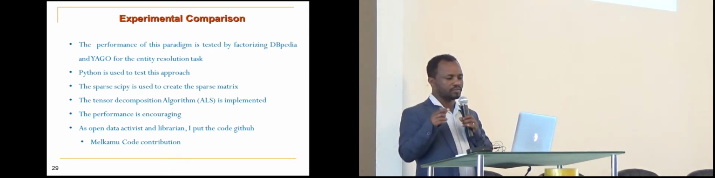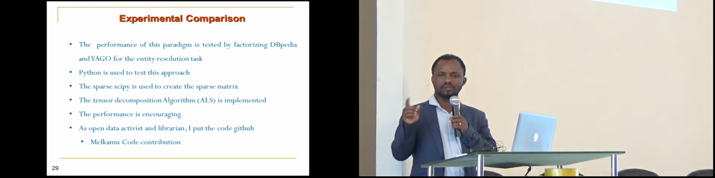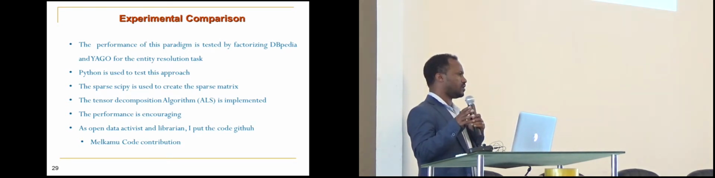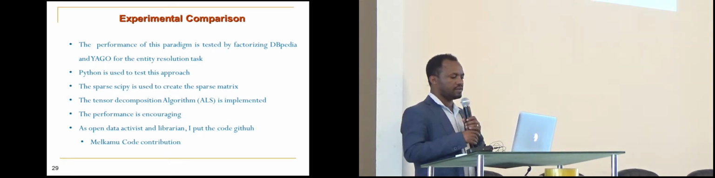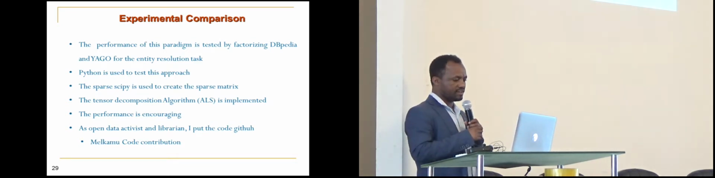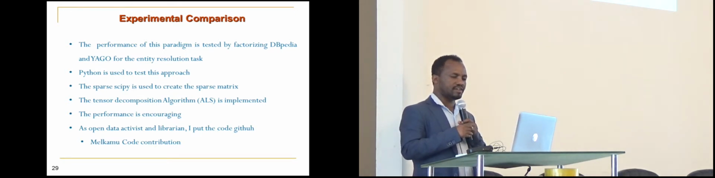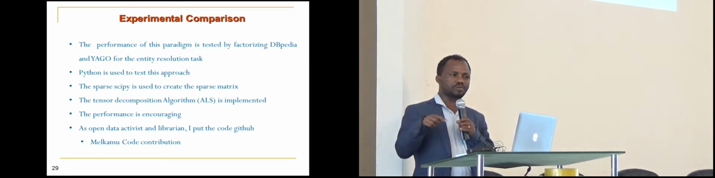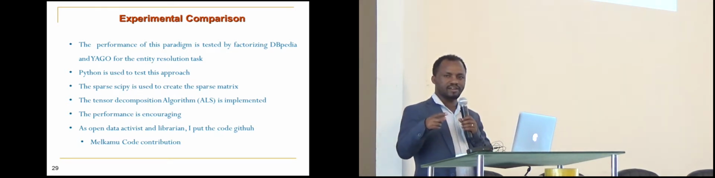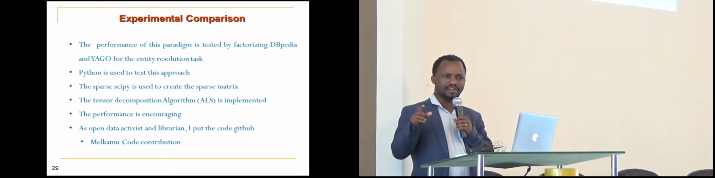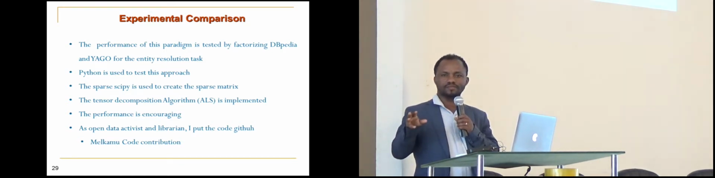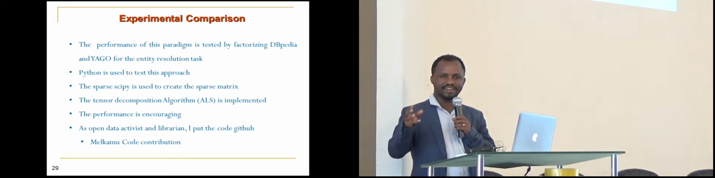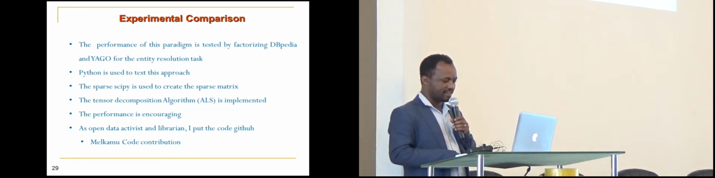The performance of this paradigm is tested by factorizing Wikipedia and YAGO, which are large scale knowledge bases on the web. For testing purposes, we use Python data structures like SciPy. The performance was encouraging. I think we are now comparing this approach with recurrent neural networks, so that we can conclude that this approach will be better for graph data than traditional deep learning approaches like recurrent neural networks.